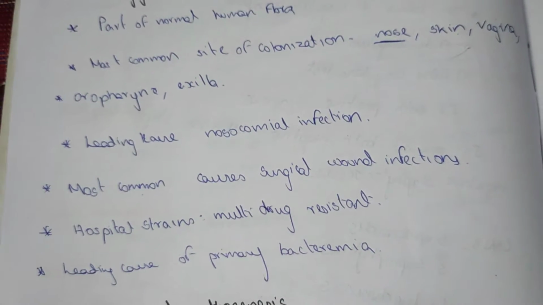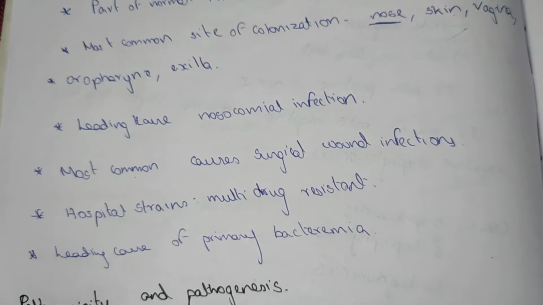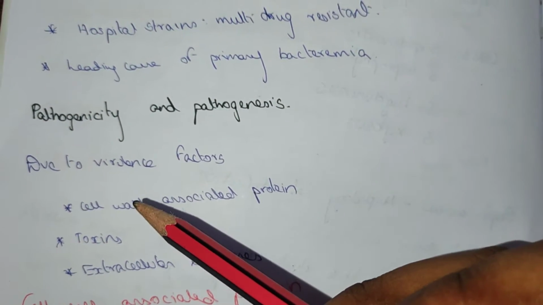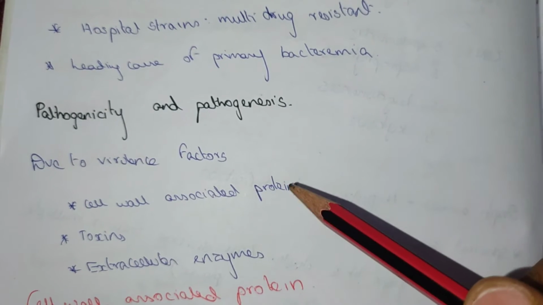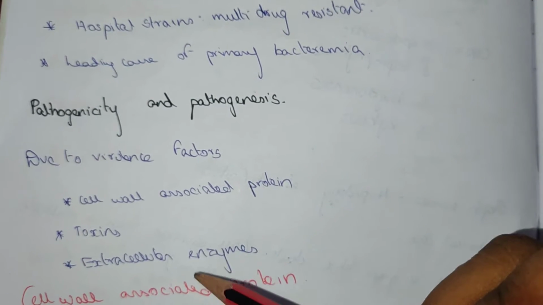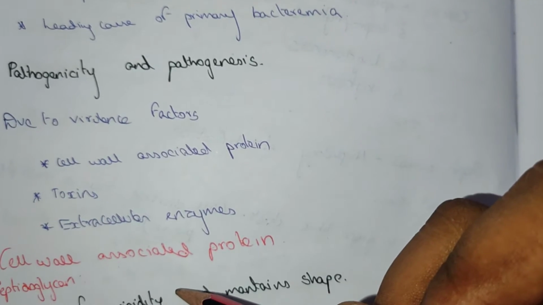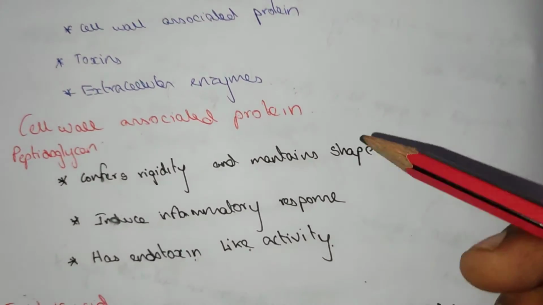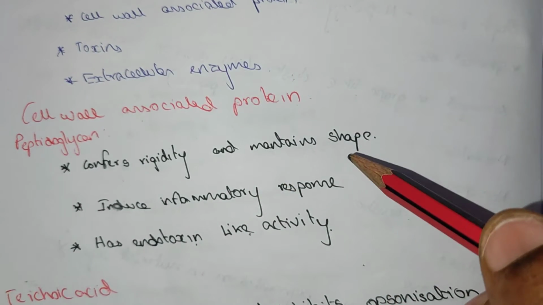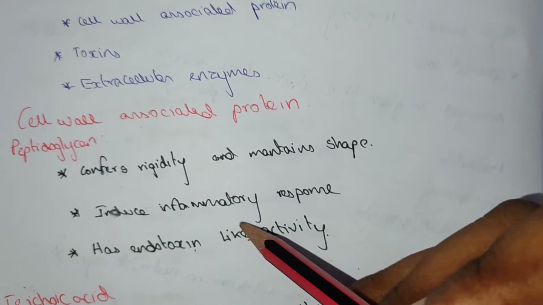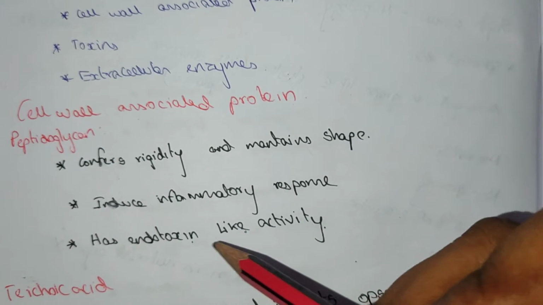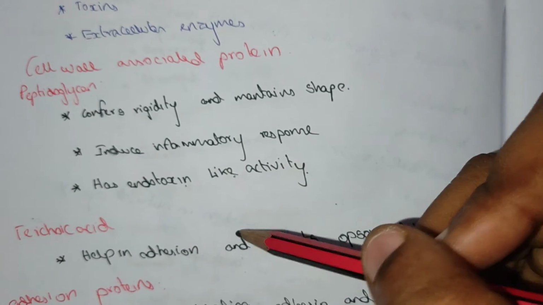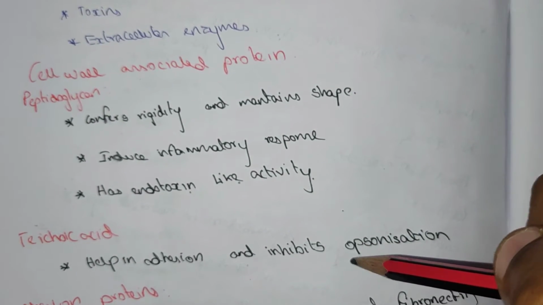Now we will see about the pathogenesis and pathogenicity of Staphylococcus aureus. Due to virulence factors, it has cell wall associated proteins, toxins, and extracellular enzymes. The cell wall associated protein is peptidoglycan, which confers rigidity and maintains the shape of the cell, induces the inflammatory response and has endotoxin-like activity. And teichoic acid helps in adhesion and inhibits opsonization.